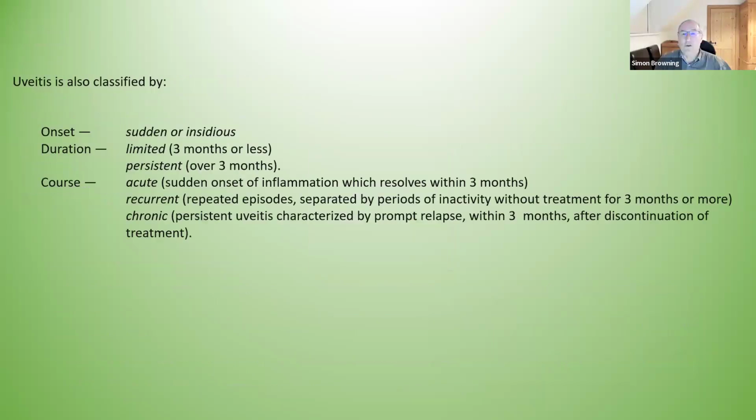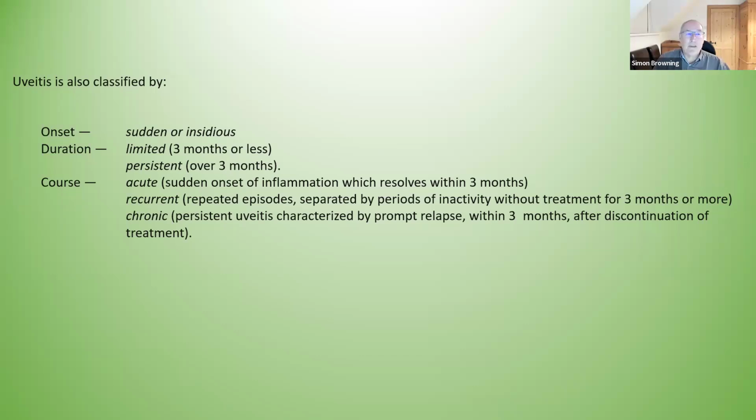Uveitis is also classified by other factors. Onset: is it sudden, is it insidious? Duration: is it limited, so just 3 months and it died down and gone, or is it persistent? If it's over 3 months, it's persistent. Then the course of the disease: is it acute, sudden onset, resolved in 3 months? Is it recurrent, where it just keeps coming back and coming back? Or is it chronic, where even with treatment, as soon as you stop the treatment, it comes back again?